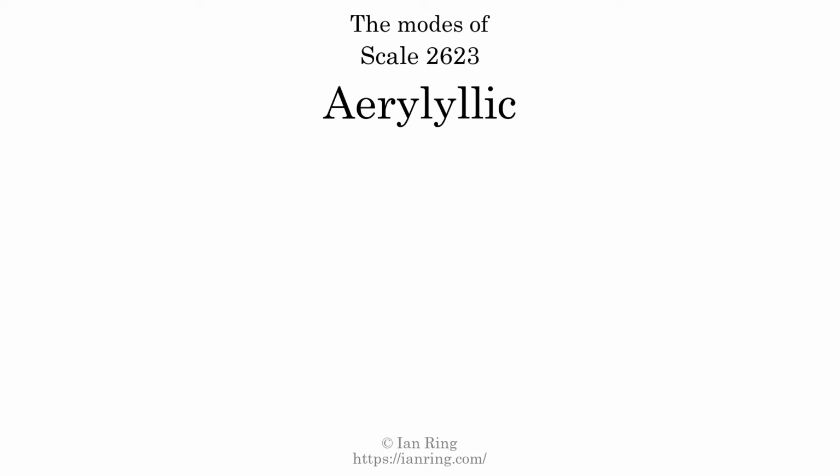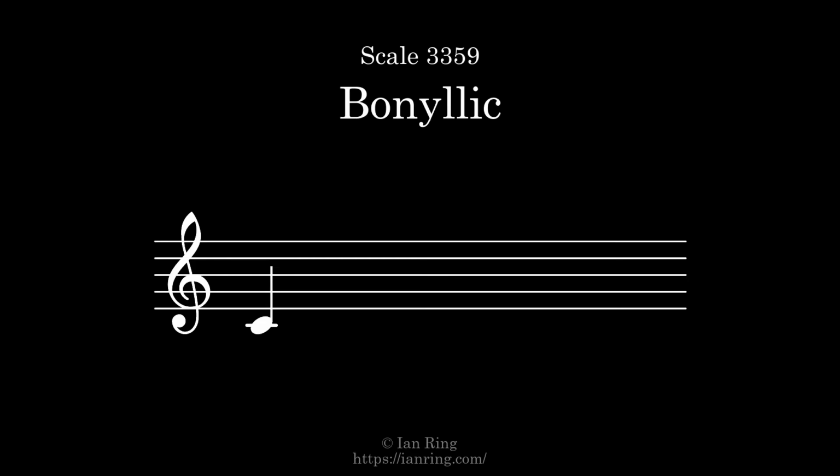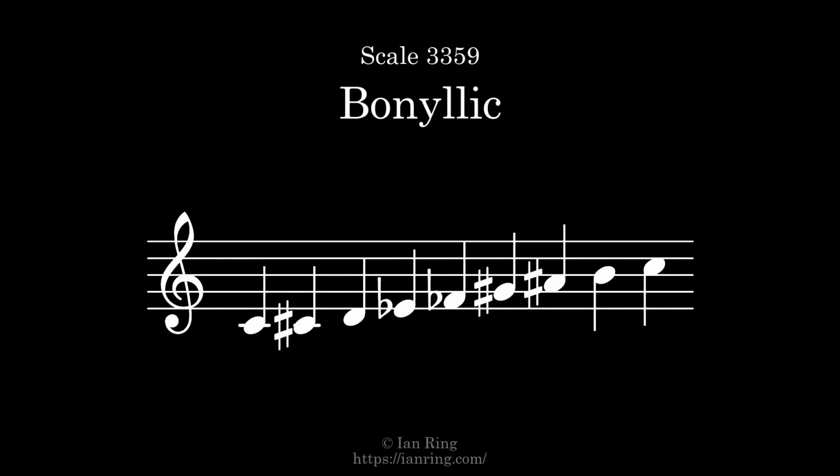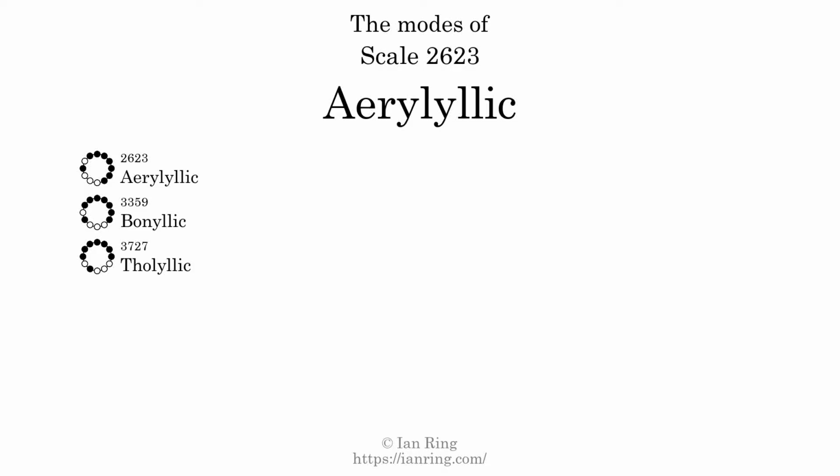This scale has 8 modes. The first mode is itself. The second mode is scale 3359, also known as Benillic. It sounds like this. The third mode is scale 3727, also known as Aerylyllic. It sounds like this.